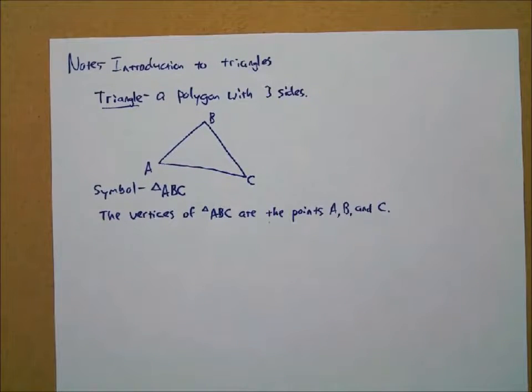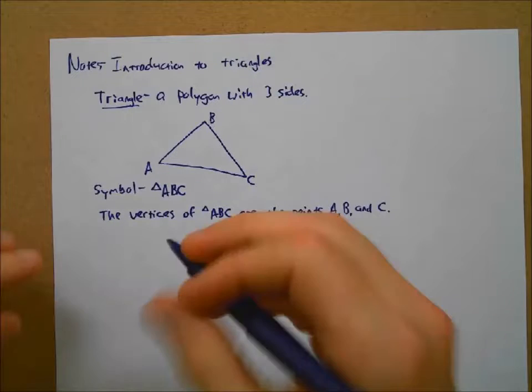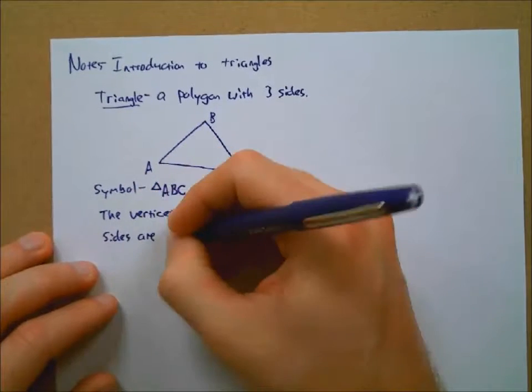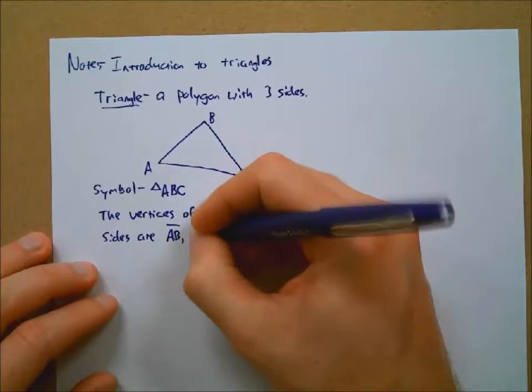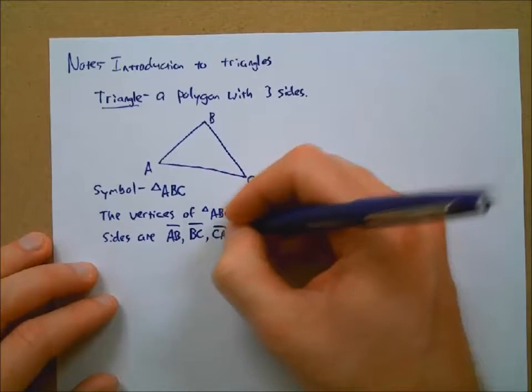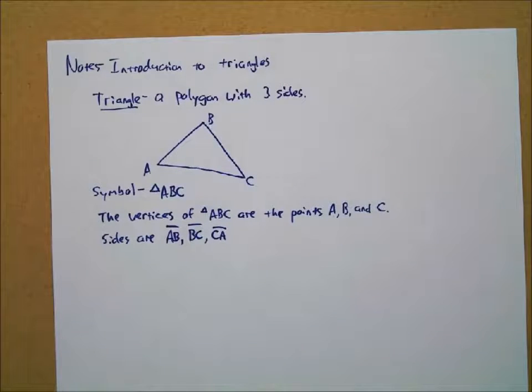Okay, the sides of triangle ABC are what? How would we describe those geometrically? The sides are what, Avery? AB, AC, and BC. And what geometric objects are they? Segments. That's right. So the sides are segment AB, segment BC, segment CA.